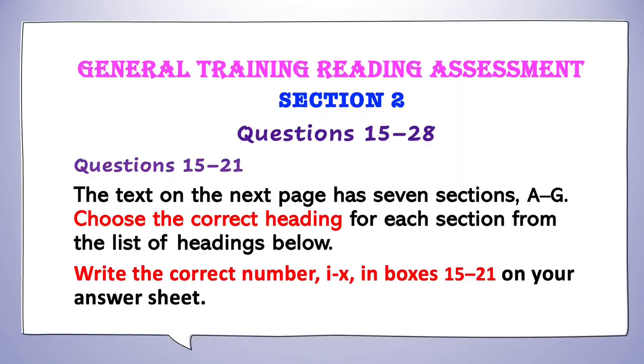General Training Reading Assessment Section 2 consists of 14 questions altogether. The first 7 questions are to choose the correct heading from the list of 10 for the 7 sections of the text. The next set of questions are to fill in the blanks using no more than 3 words, and the last set is to match each description with the correct term.